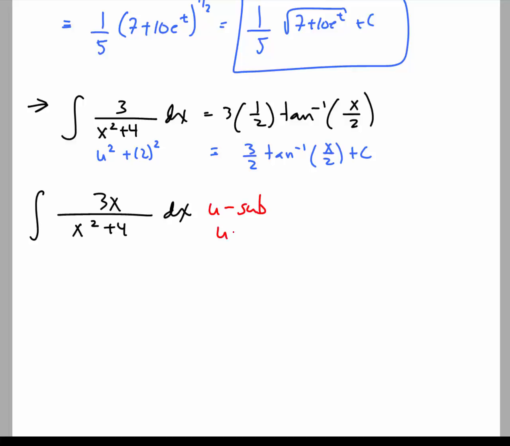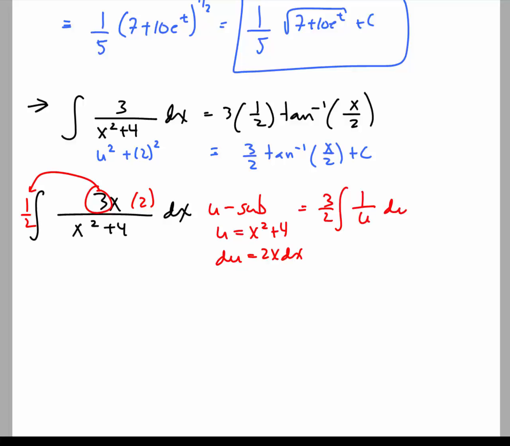So we'd let u equal x squared plus 4. du would be 2x dx. So I'd multiply by 2 on the inside, compensate with a 1/2 on the outside, and pull out that 3. And this would become 1 over u du. So this is 3/2 natural log absolute value of u, where u is x squared plus 4, plus my constant of integration. So one quick change and it totally changes the entire strategy that we're using here.